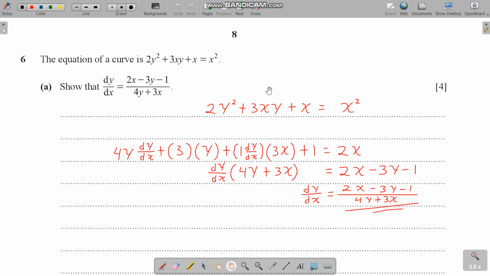Hello everyone, this question is about differentiation. The equation of a curve is 2y squared plus 3xy plus x equals x squared. Show that dy/dx equals (2x minus 3y minus 1) all over (4y plus 3x).